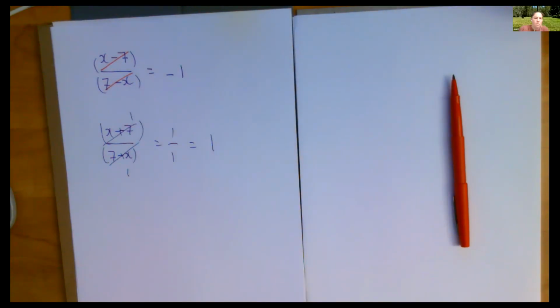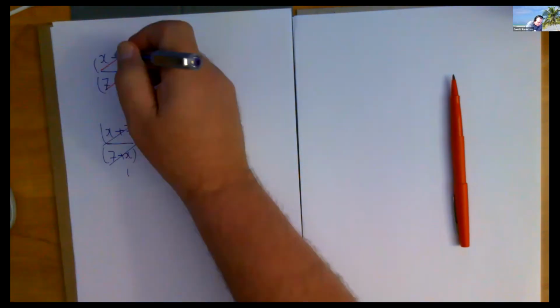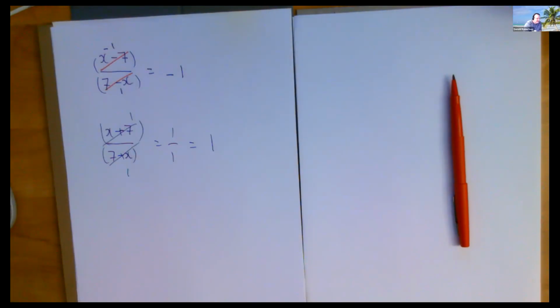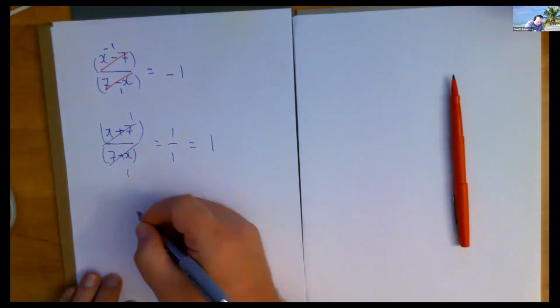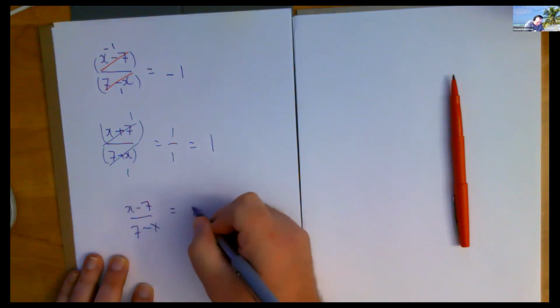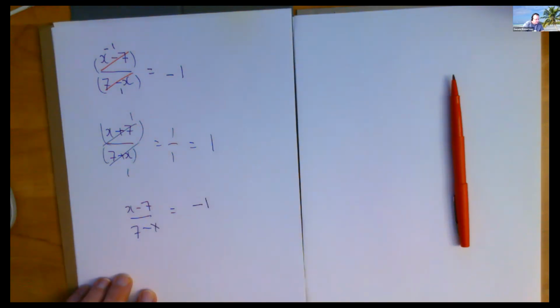A 0? No, a -1. There's still a 1 here and there's still a 1 here, but one of them's the opposite of the other. So you get a -1 over 1, which is -1. I'll try and prove it to you. I'm saying that that guy is -1, right?